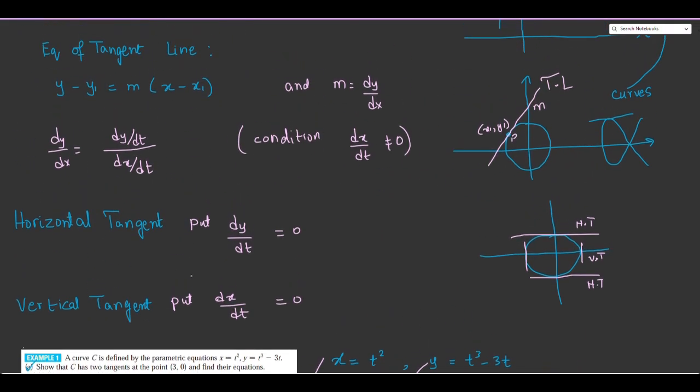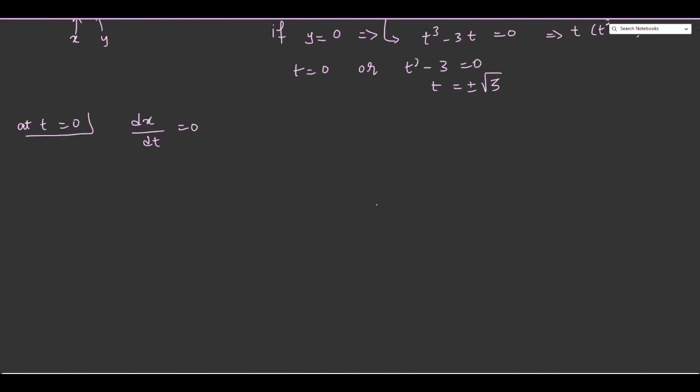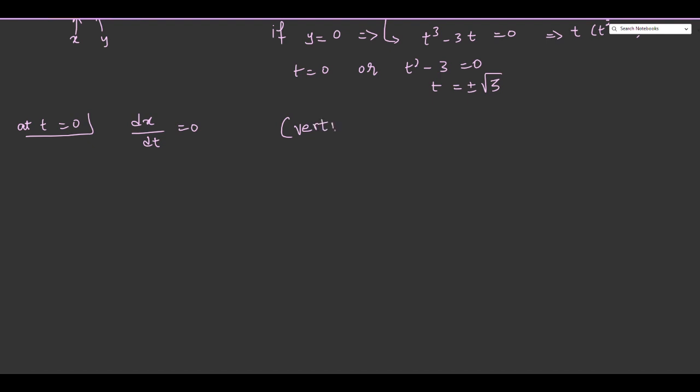Okay, it will become 0, which violates this condition, dx by dt not equal to 0. So it means that at the point t equals 0, we are going to have a vertical tangent at this point. Now consider the second point, t equals square root of 3.